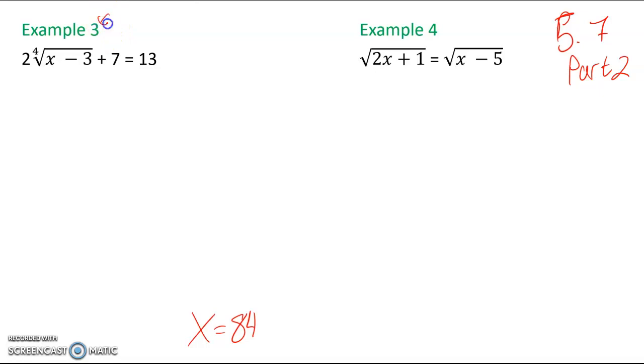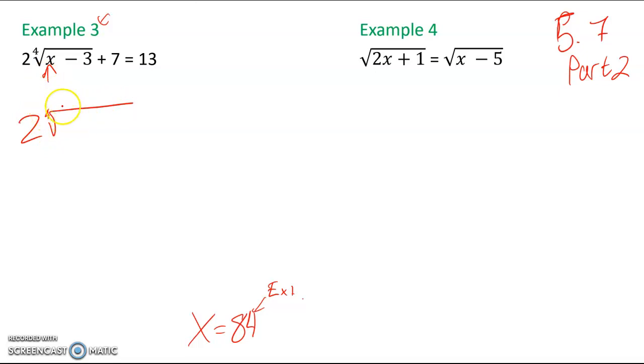So example 3 right here, I said the last step we had to do was we needed to check to see if our answer right here was extraneous, okay? And essentially what that means is we just need to go back in and plug in 84 for x right here. So what we're going to do is just going to go ahead and do that.